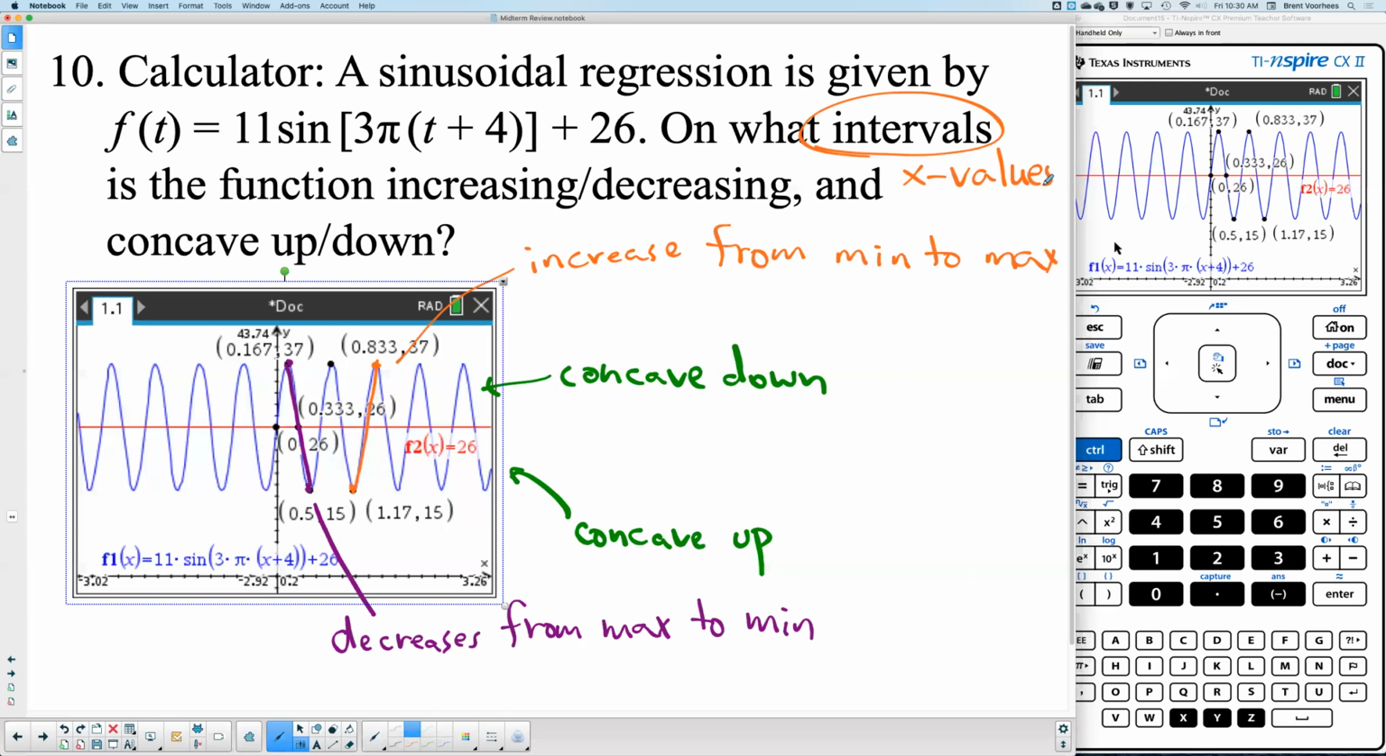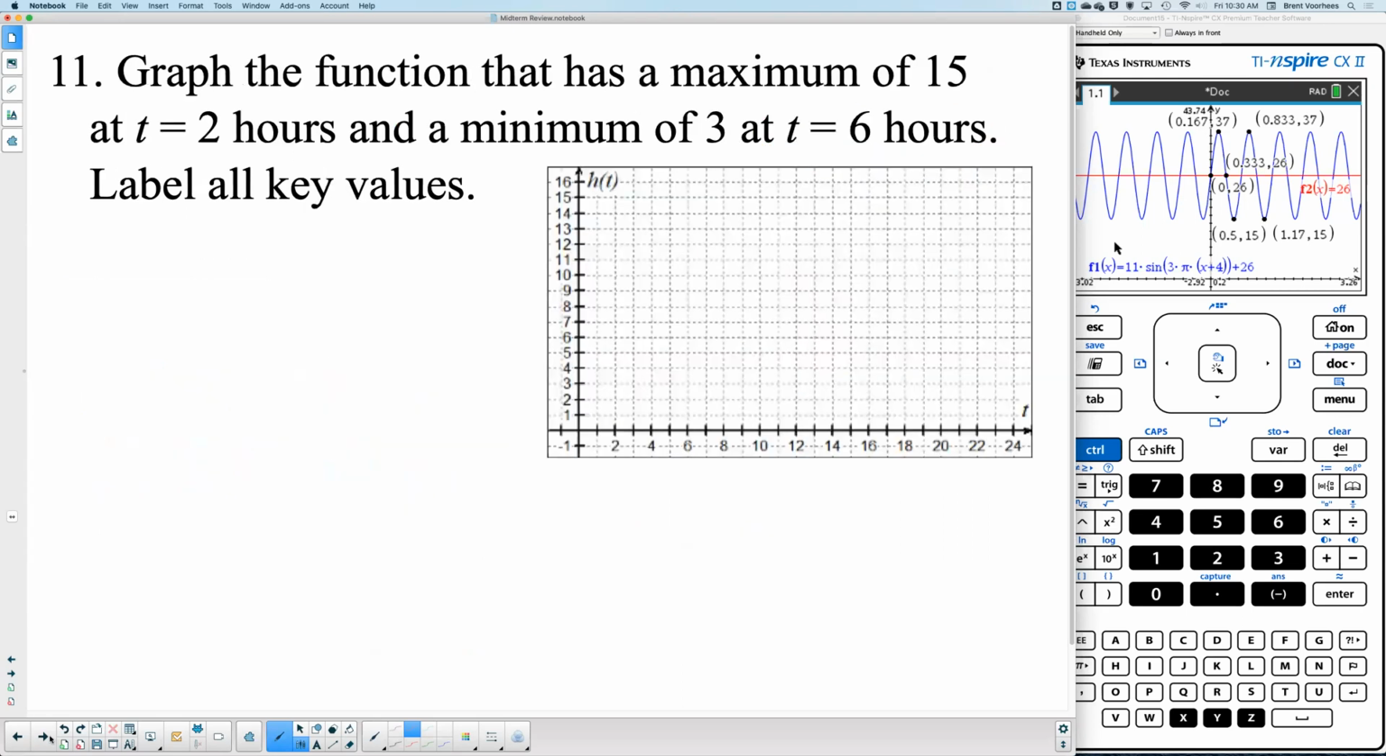All right. Anything else I need to have this? Last question for you. It says graph the function that has a maximum of 15 at t equals 2 hours. I'm gonna pause there. What is that telling me right at that point?